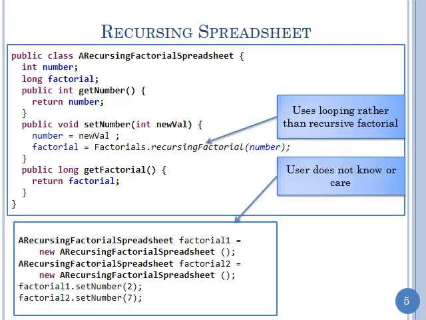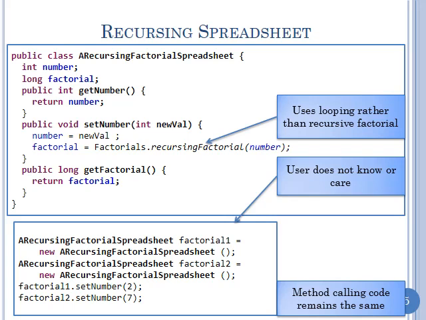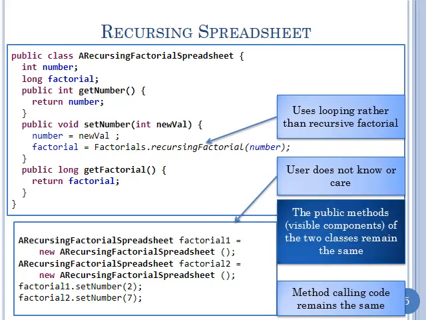So method calling code remains more or less the same. So the public methods, the visible components of the two classes, remain the same. And by that, I mean the public method header.